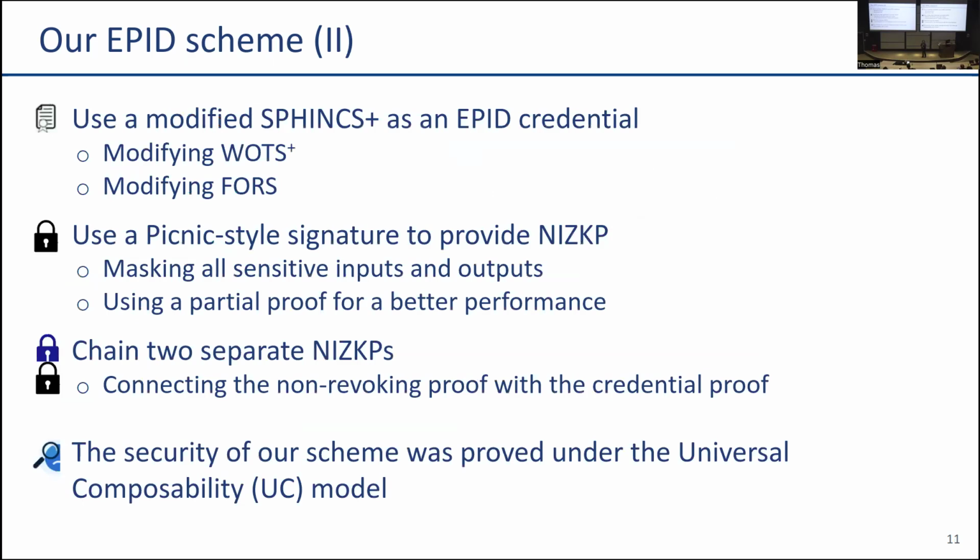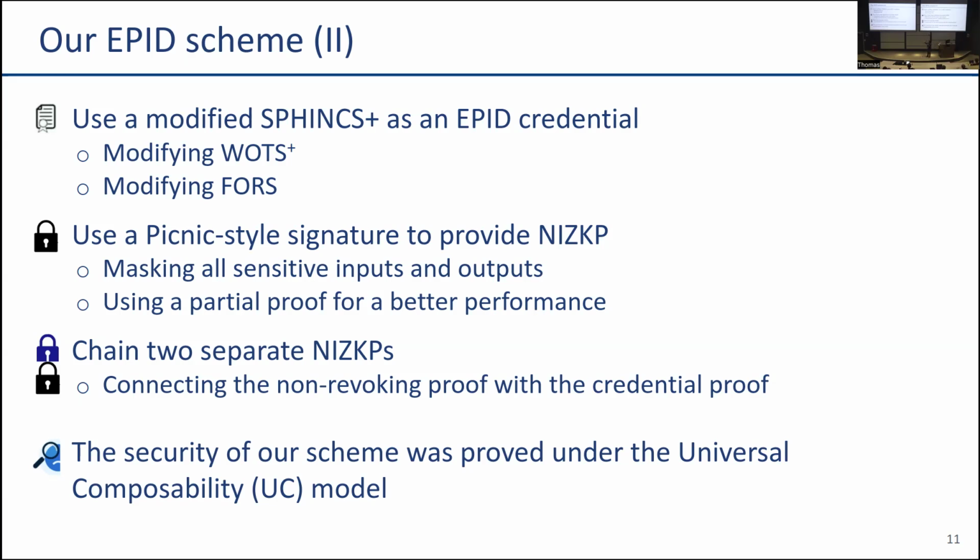Now I can very briefly introduce the remaining part. You will get the ideas. The remaining part is to prove the credential. To prove the credential, we first choose a hash-based signature as a credential, signed by the CA, and we choose SPHINCS+. But the difficulty is that SPHINCS+ is not zero knowledge proof friendly. We have to modify SPHINCS+, so we did it.